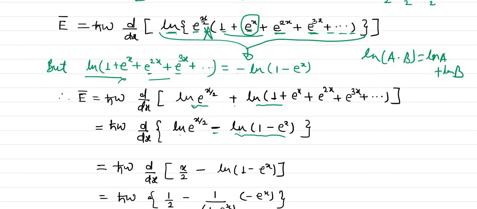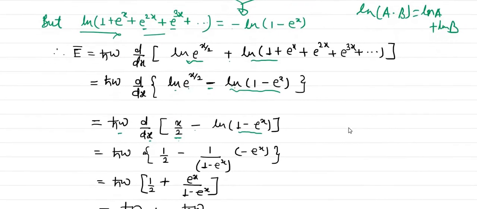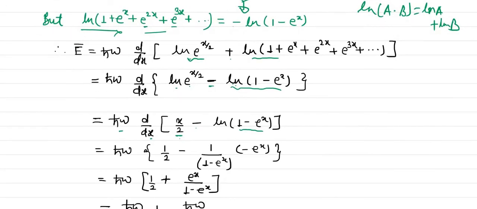And now again this log and this exponential will get cancelled. So simply here we have x by 2 minus log of 1 minus e power x as it is, d by dx as it is, and h cross omega which was already taken common, so it is as it is. Right. Now let us take the derivative.